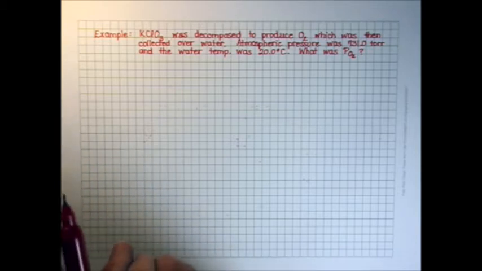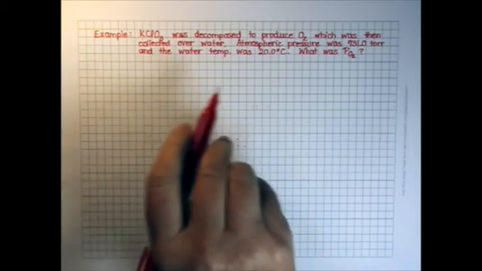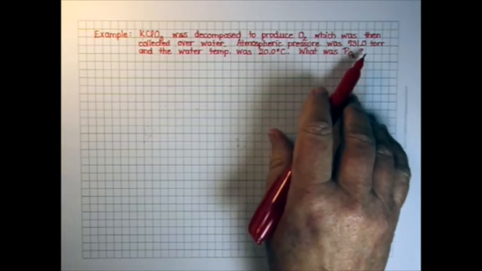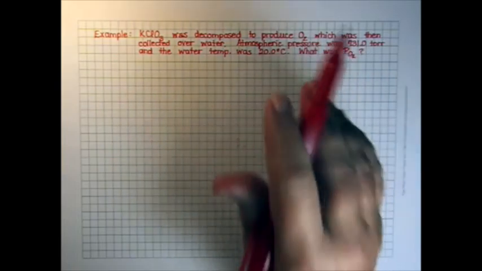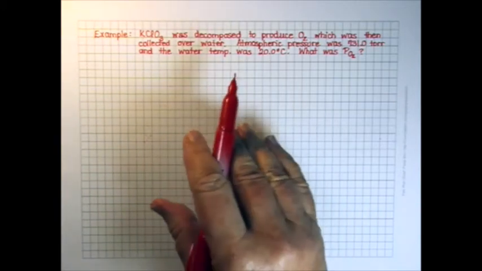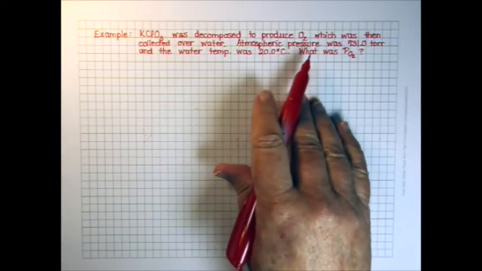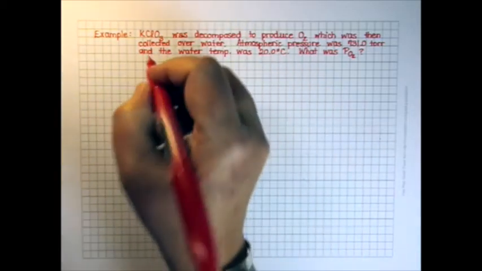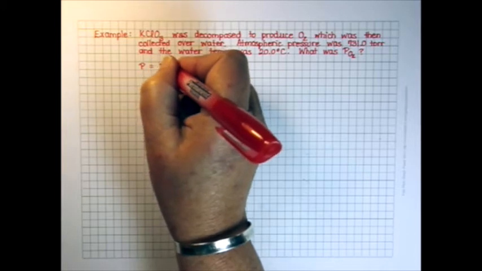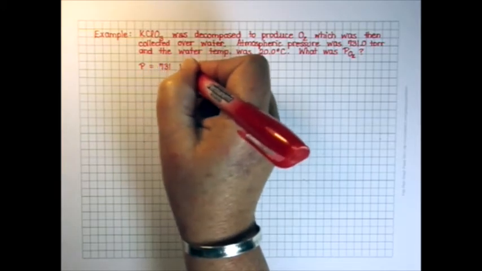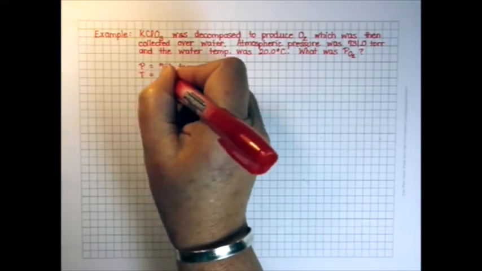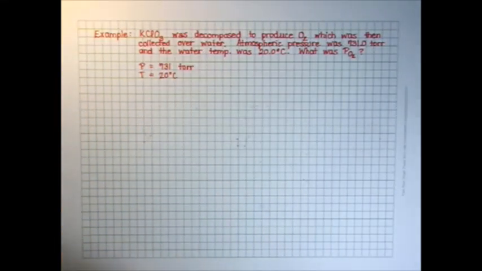All right, so let's go through and see what we've got. We know that, no numbers, atmospheric pressure was 731 torr. All right, remember, we're going to raise and lower our bottle until the water level inside is even with the water level outside, so that our pressure in the bottle will be the same as atmospheric pressure. And so our pressure of our sample is also going to be 731 torr.